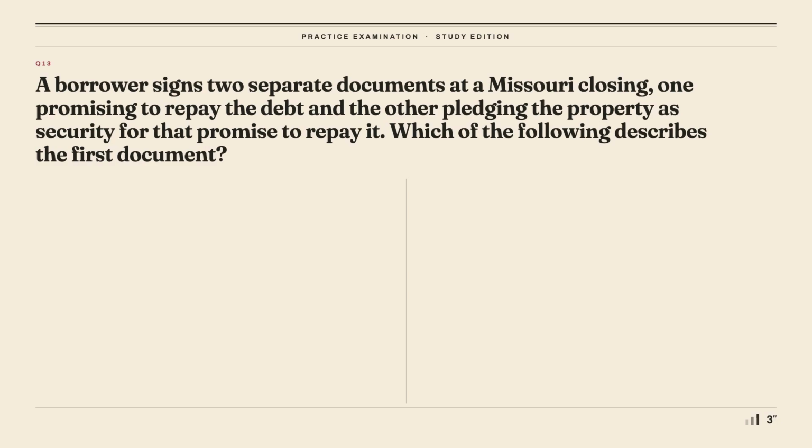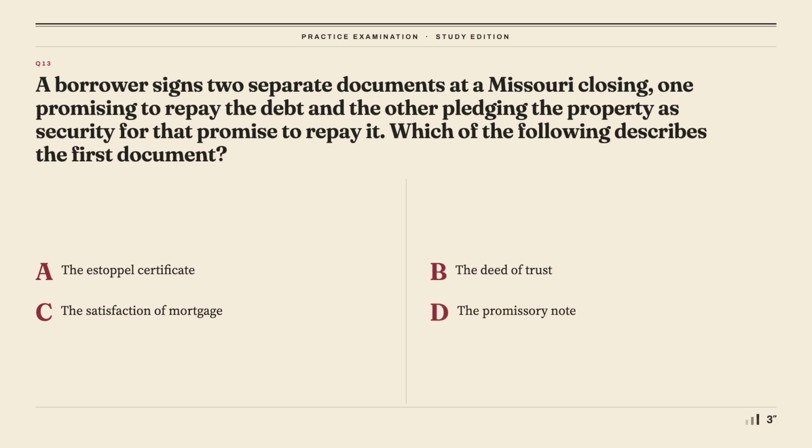Your options are A. The estoppel certificate. B. The deed of trust. C. The satisfaction of mortgage. D. The promissory note. Pick one. Trust your gut.